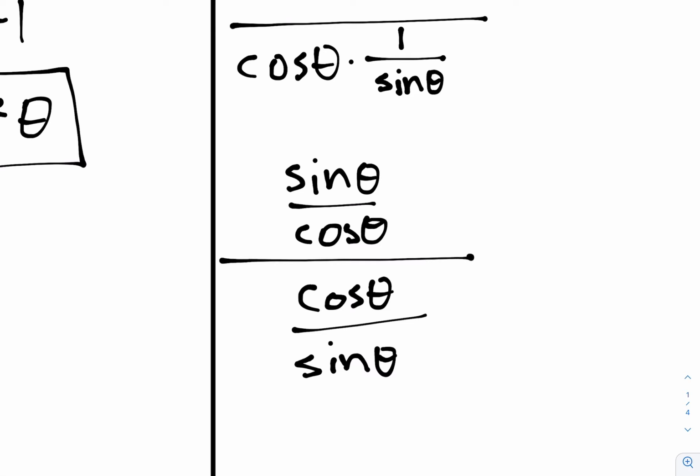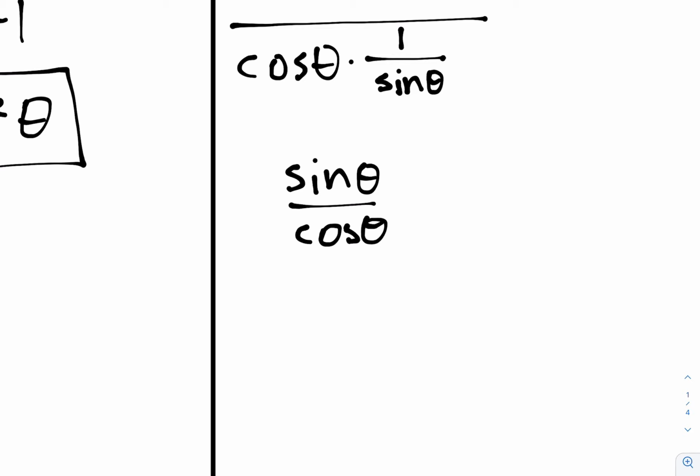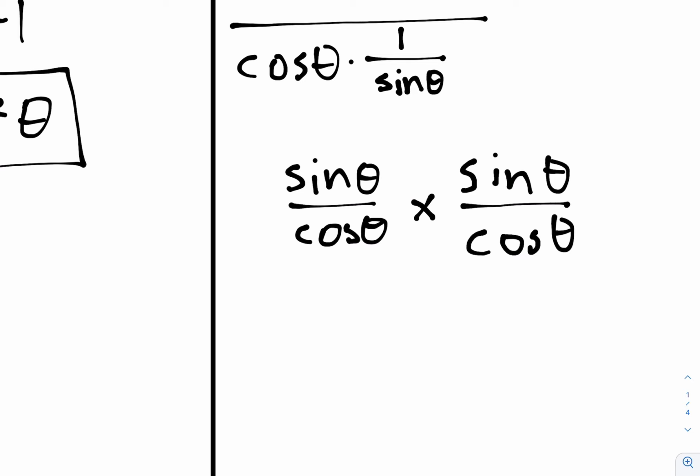So instead of saying sine theta over cos theta divided by cos theta over sine theta, we can bring out the cos theta over sine theta and say that's the same as multiplying sine theta over cos theta. So instead of dividing by the reciprocal of this, we're multiplying by just sine theta over cos theta.